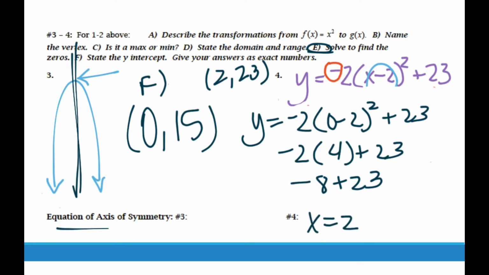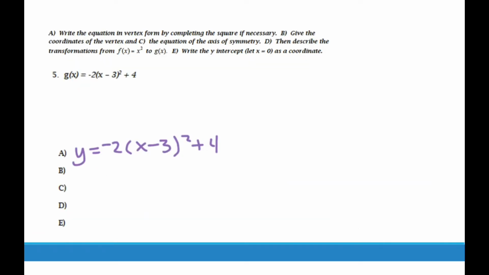Okay, so now we're going to go on to the next problem. On number 5, I give you this equation, and we're going to do similar types of things. Remember that g of x is another way to say y, and so all I did here in A was restate it because it was already in what we call vertex form.